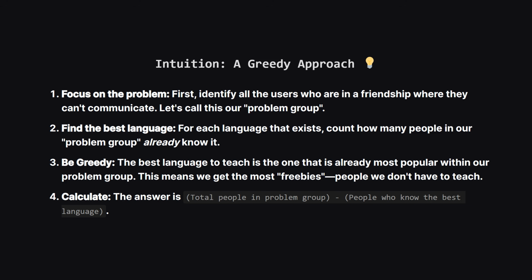Well, the smartest choice is the language that the most people in our problem group already know. Why? Because if they already know it, we don't have to spend resources teaching them. So, the total number of people we have to teach is simply the total size of our problem group, minus the number of people in that group who are already covered by our best language choice.